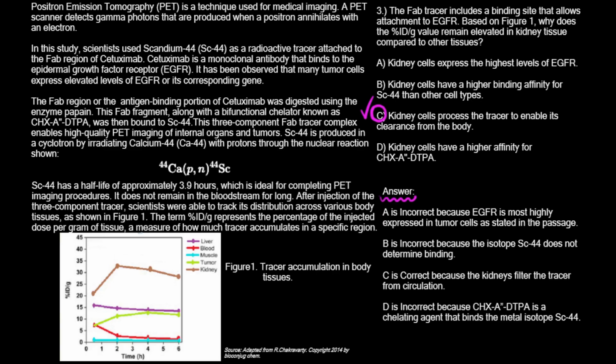Option C is correct because kidneys process the tracer to clear it from the body. Kidneys filter blood, removing waste, so it makes sense that the tracer levels would stay higher in the kidneys. Option D states kidneys would have a higher affinity for the chelator, the CHXA DTPA. This statement is not mentioned in the passage.